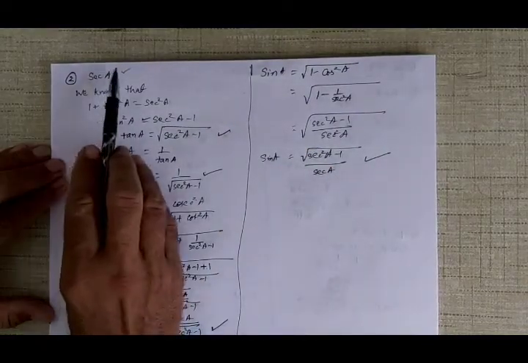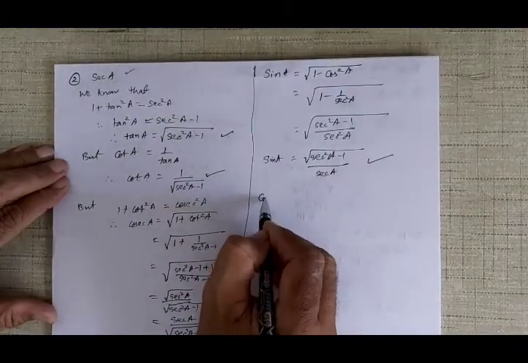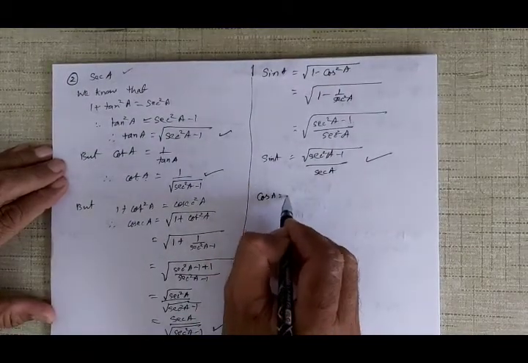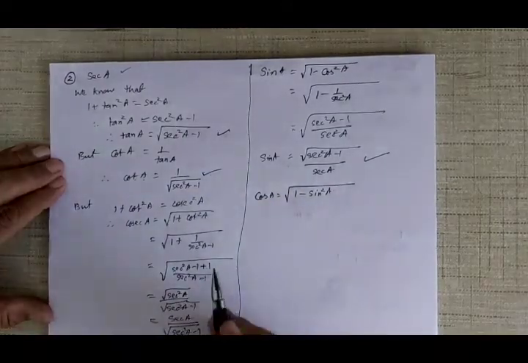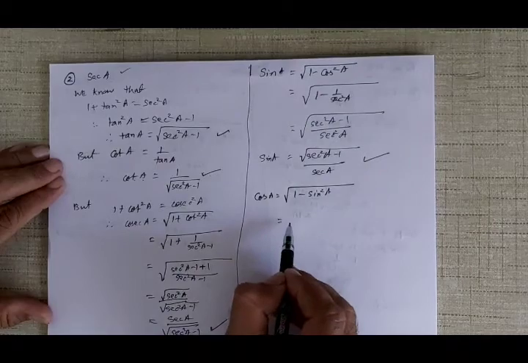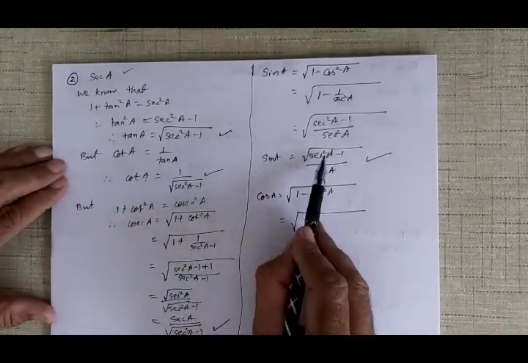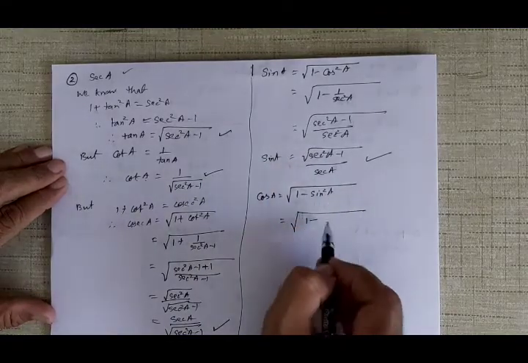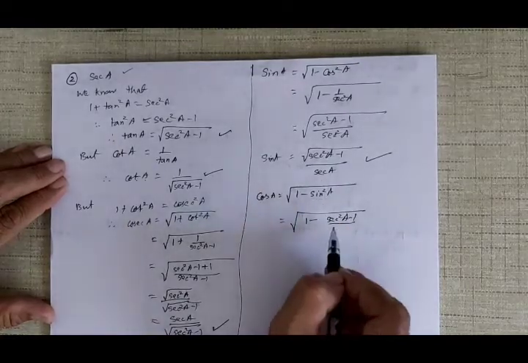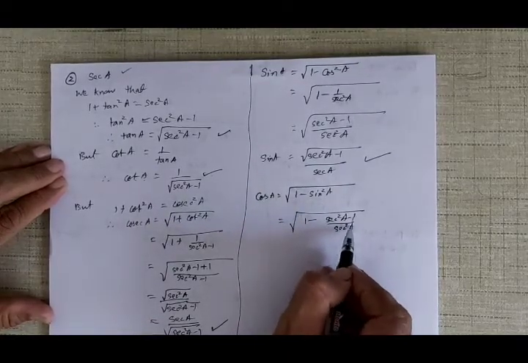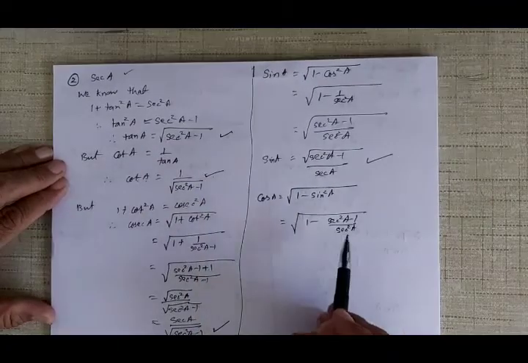Now one more ratio is left, that is cos A. Cos A will be square root of 1 minus sin square A. If I square this, the square root sign will go away. If I square it, I will get sec square A minus 1 upon sec square A. Remember, I have squared it. This is sec, this is sin. If I square sin, then this is what I get.